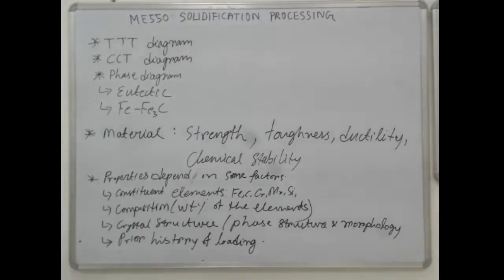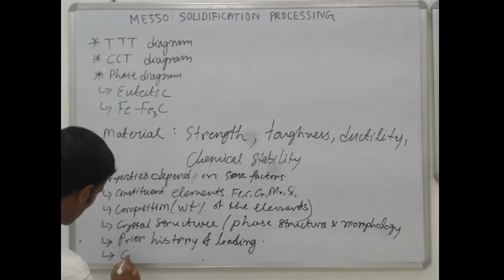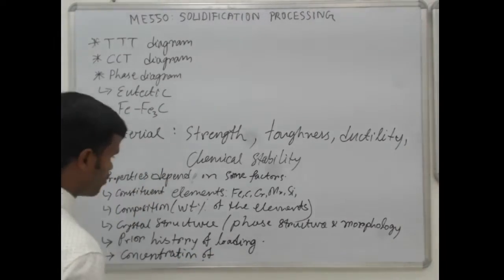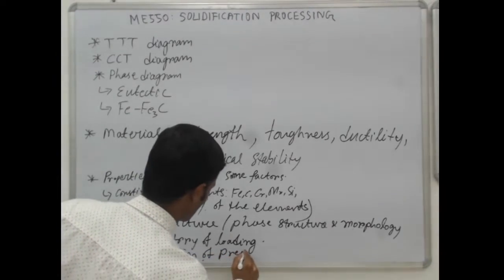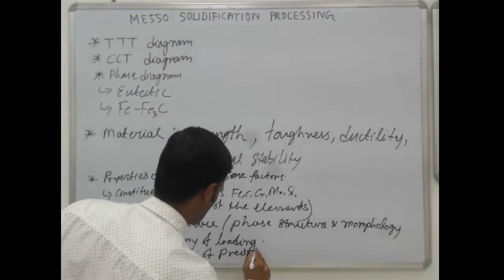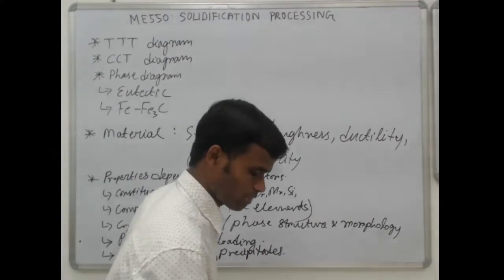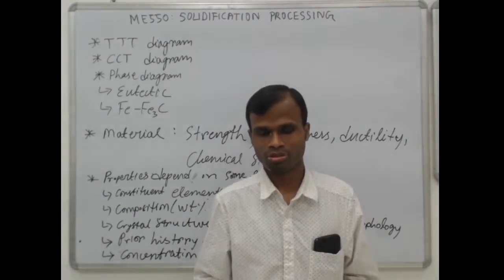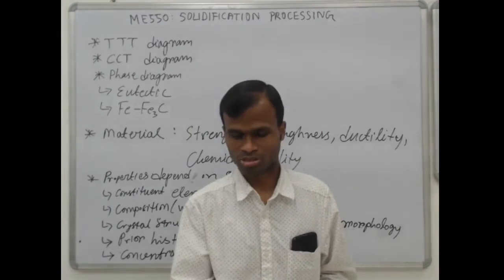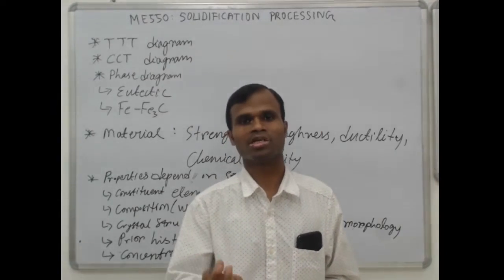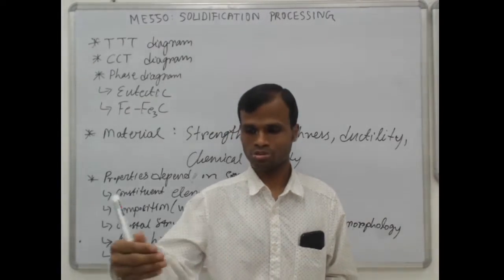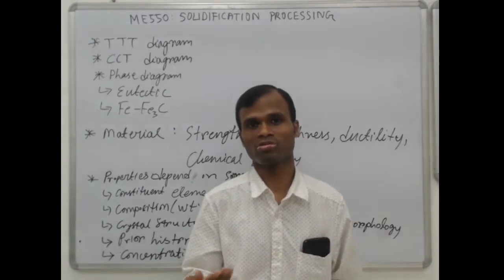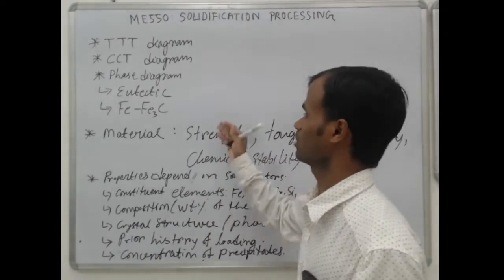And also what matters is the concentration of precipitates. If you see an aluminum alloy, generally 7075, the second phase precipitates are generally very hard, and they resist the movement of dislocations in the material, and then plastic deformation becomes very difficult. So your strength goes very high.